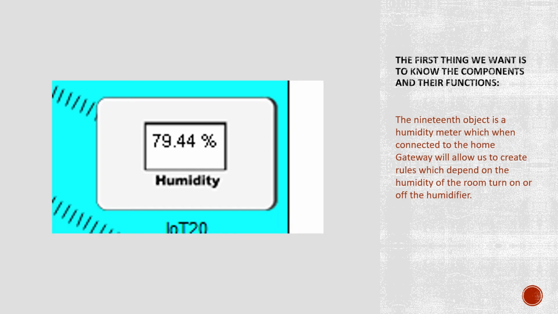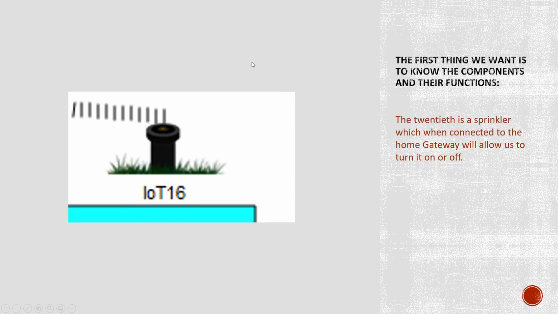The 19th object is a humidity meter which, when connected to the home gateway, will allow us to create rules depending on the humidity of the room, to turn the humidifier on or off, for example. This is a humidity meter inside the program.